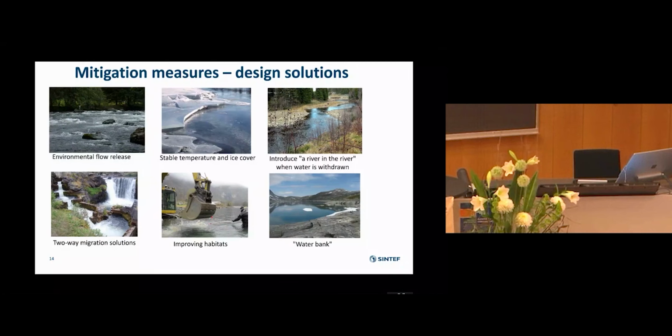Of course, two-way migration solutions need to be there, and this thing with improving habitats, for instance, spawning habitat using gravel. And a quite interesting thing we have introduced, and I think it's in practice in a couple of rivers in Norway, a water bank, which is to be used in special cases when there is too little water for the river. You can use water from the reservoir, a water bank for environmental purposes.